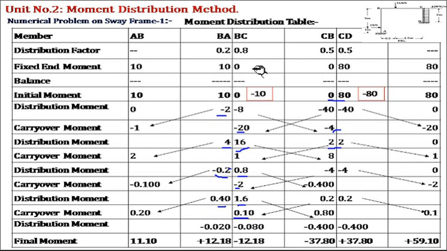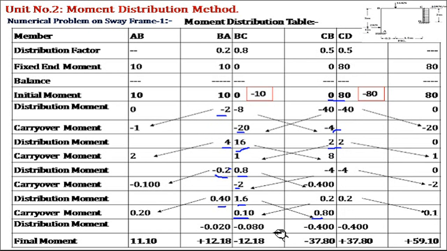Component of correcting moment in member BC will be minus 0.10 into 0.8, it will be minus 0.080. Component of correcting moment in member BA will be minus 0.10 into 0.2, so it will be minus 0.020. Here at C, the moment is 0.8, so the correcting moment will be minus 0.8. Component of correcting moment in CB and CD, as the distribution factor is the same, 0.5, so minus 0.8 into 0.5 is minus 0.4.